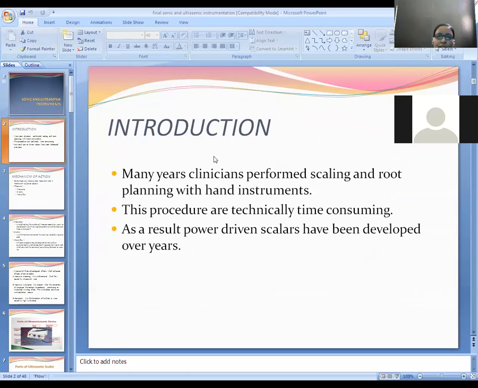For introduction, for many years clinicians have performed scaling and root planing with the help of hand instruments. These procedures are technically very time consuming. As a result, power driven scalers have been developed over the years.